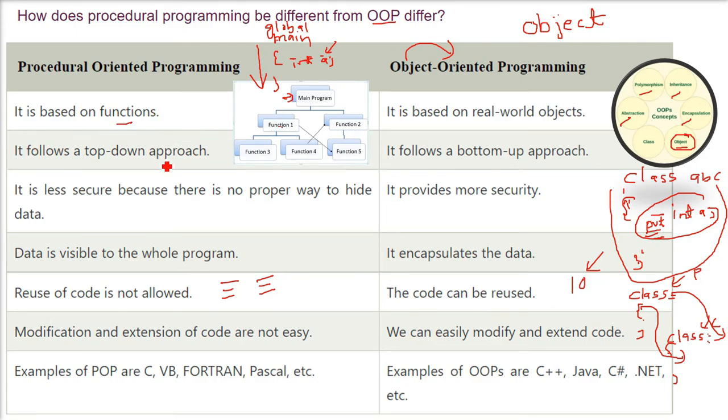In procedural, the examples are C, Visual Basic, Formula Translation or Fortran, and Pascal. In object oriented, we have C++, Java, C#, and then we have PHP and Python. They are also object oriented. PHP is for web, for server-side programming.